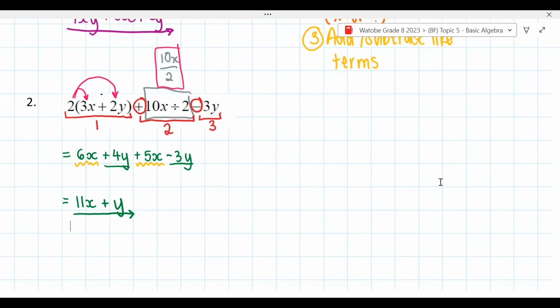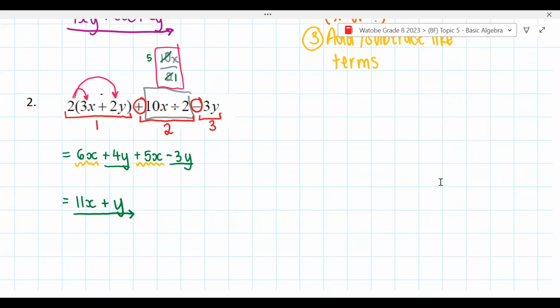Exactly. So like Bless says, what we need to do is we need to times the 2 into the bracket. So 2 times 3x is 6x. 2 times 2y is 4y. Then in our second term, we've got 10x divided by 2. Remember that 2 divides into 2 once and into 10 5 times. That's why we end up with 5x. And then that minus 3y, remember, we can't do anything with it. It's the last term that can't be simplified, so we just leave it there.